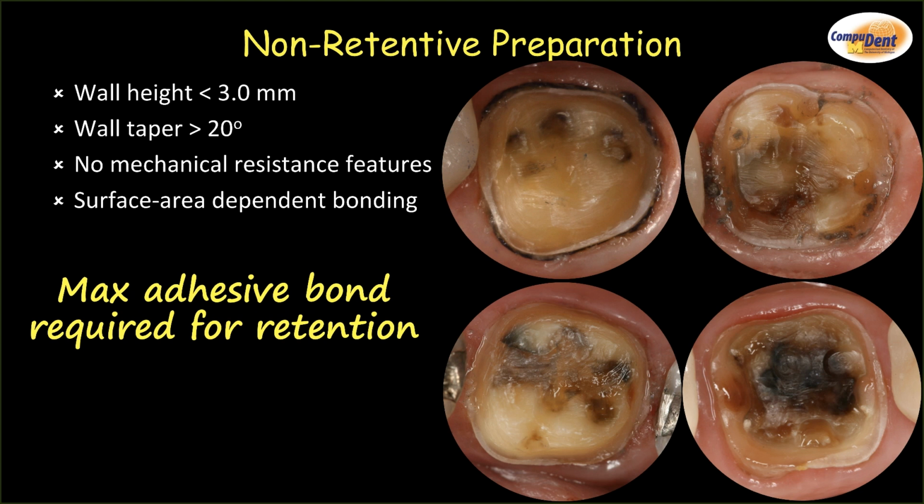Now, the good news is we can bond well if we can control the environment. And that's a big if, isn't it? We know moisture is not our friend when it comes to adhesive bonding. But if we have a preparation that is non-geometrically retentive, it is a very good way to create retention if we can follow the concepts of isolation and appropriate use of our materials.